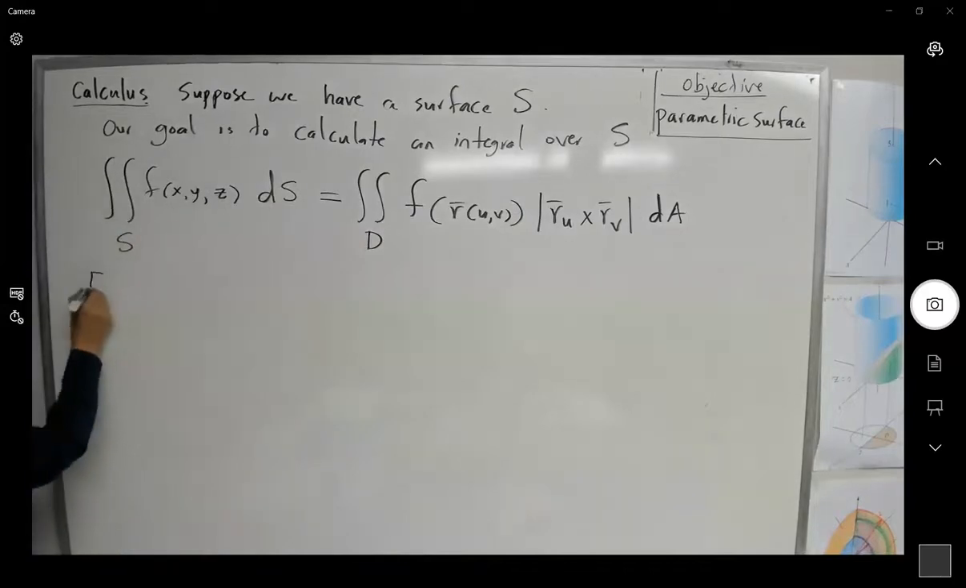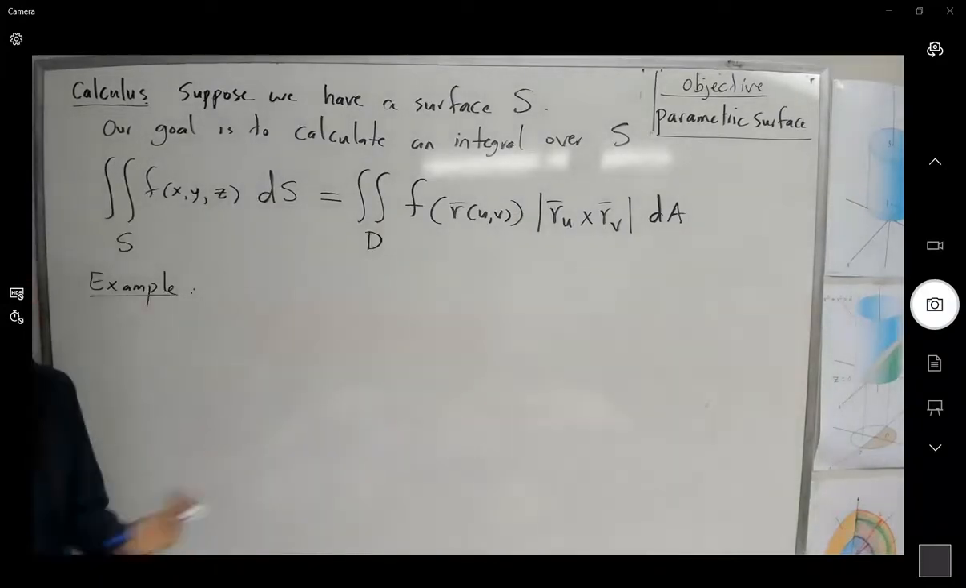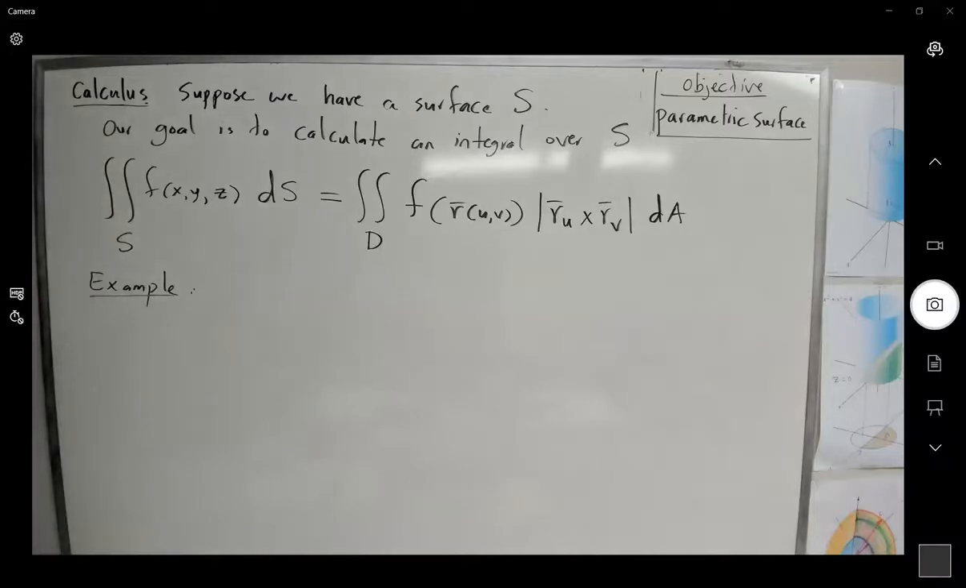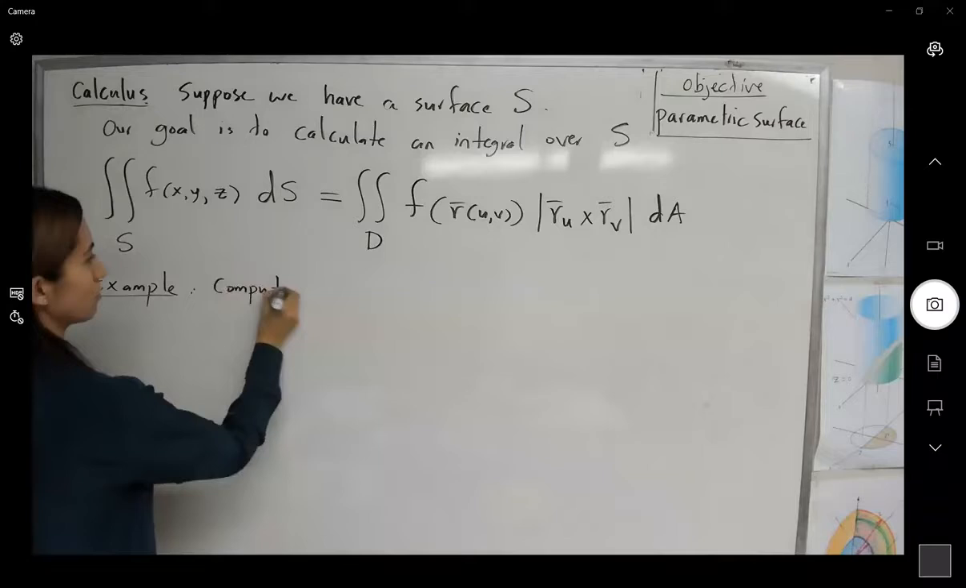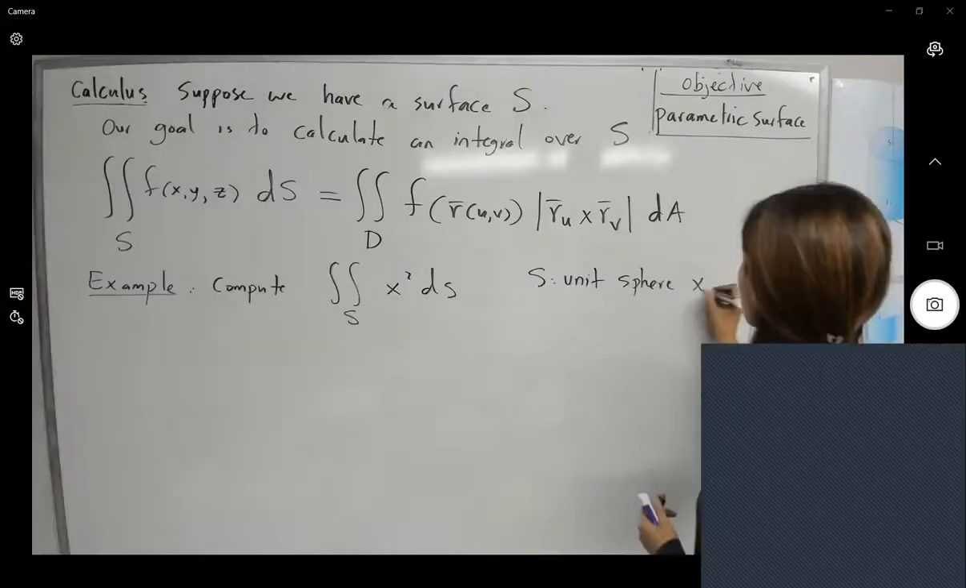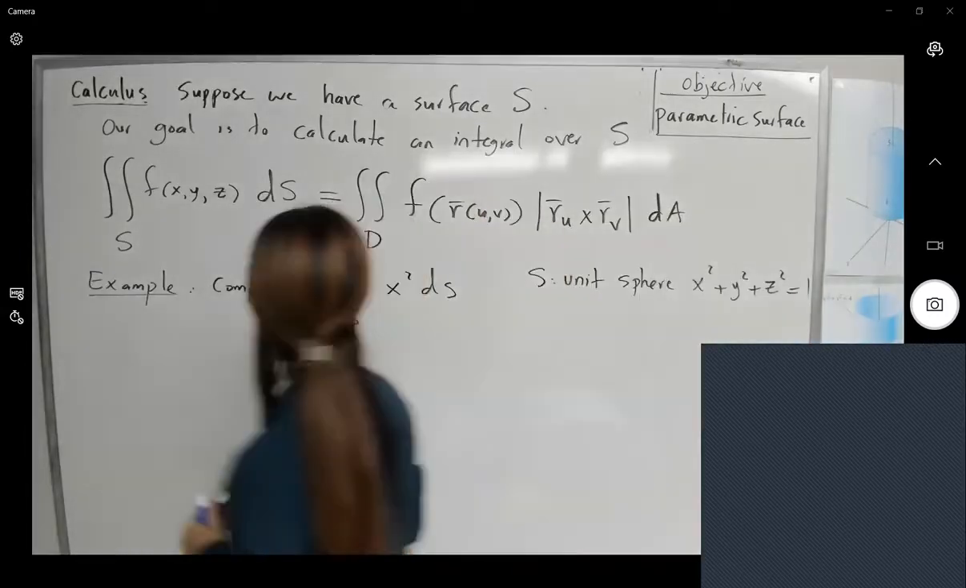For example, let's just go over one example to feel more comfortable about this formula. The question says, compute the surface integral of the function x squared dS over surface S, and surface S is the unit sphere x squared plus y squared plus z squared equals 1.